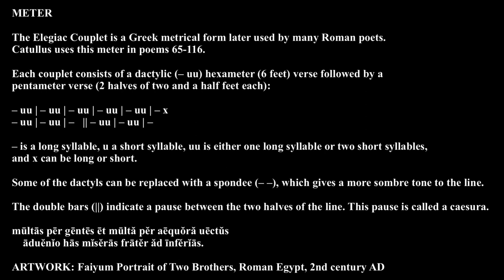Some of the dactyls can be replaced with a spondee, 2 long syllables, which gives a more somber tone. And there are lots of spondaic lines in this poem because it's a very sad poem. The double bars in the pentameter verse indicate a pause between the two halves of the line, and that's called a caesura. And I've scanned the first two lines. The way the meter goes is like dum, dum, dum, dum, dum, dum, dum, dum. It's very, very serious.